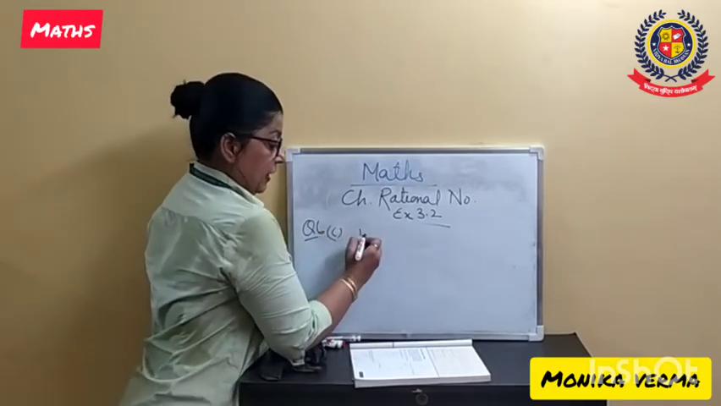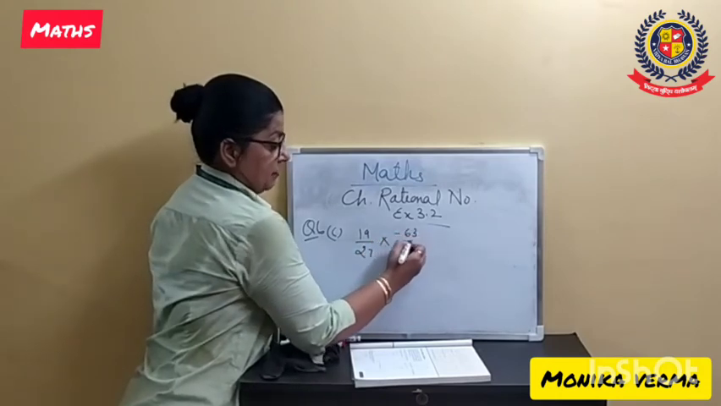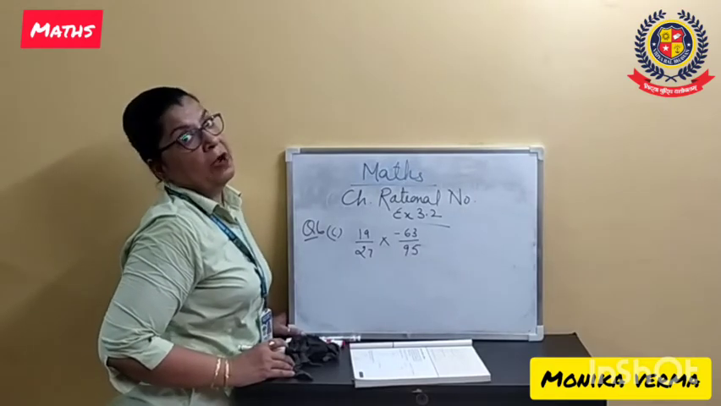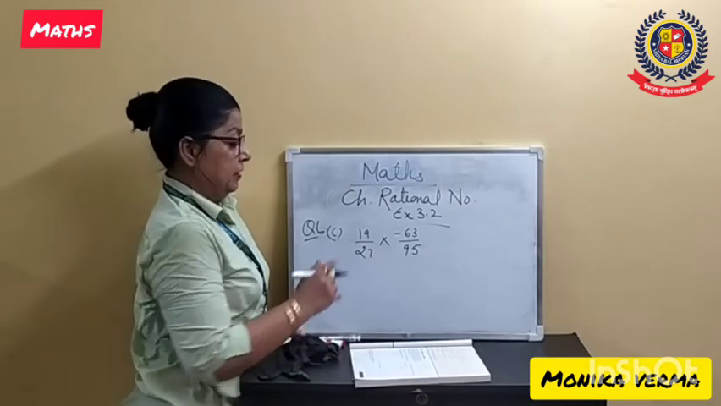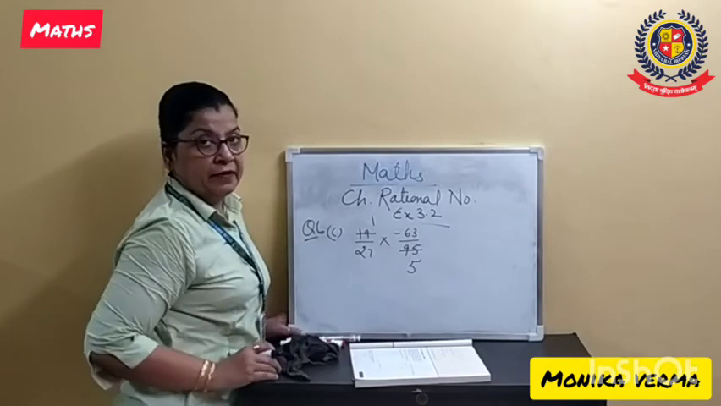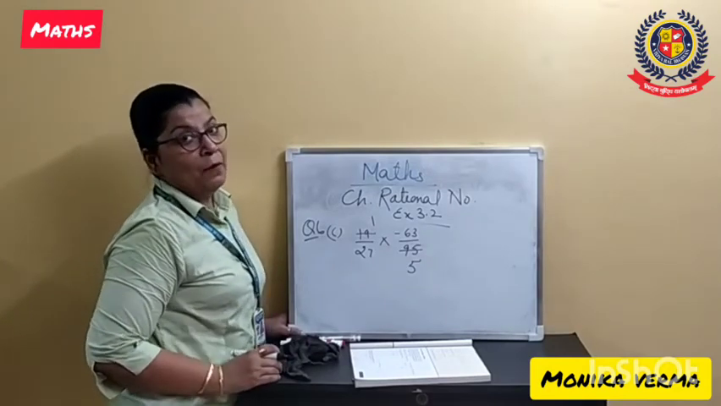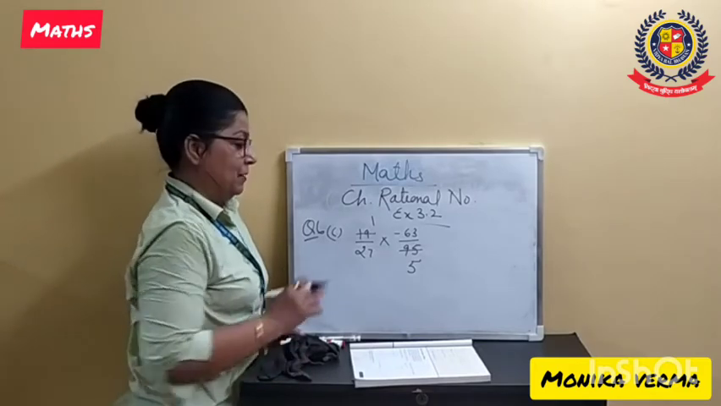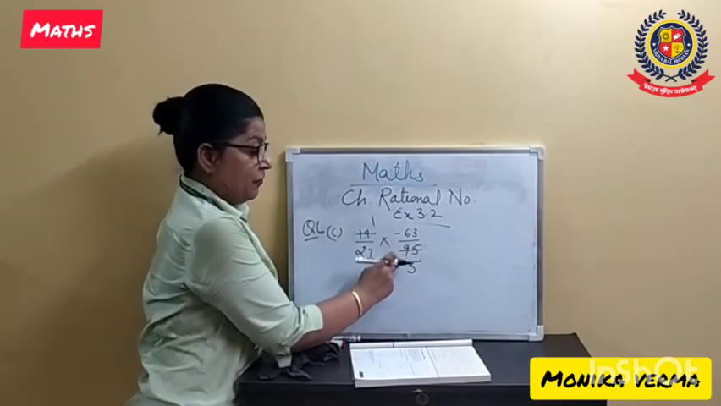C part. 19 upon 27 into minus 63 upon 95. Now if you have learned the table, you can do it quite easily. If you don't remember the tables, then you would think that this is very difficult. How? 19 ones are 19, 19 fives are 95. 95 is divisible by 19, and many of you don't remember the table. So first we have to learn the table. 19 divided by 19 is 1, 95 divided by 19 is 5.